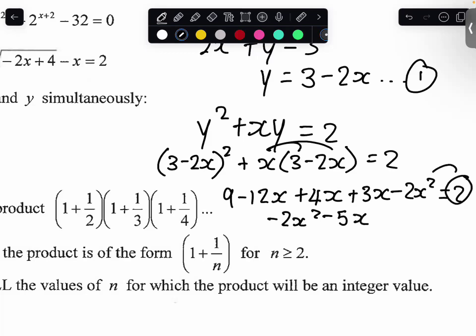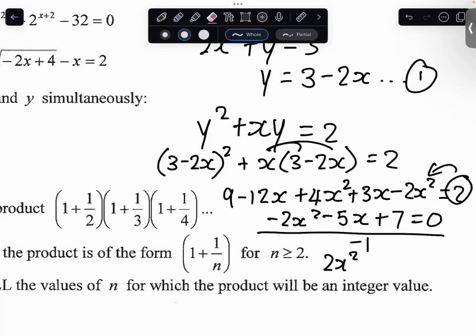And bring this 2 over. It's 9 minus 2, which gives me 7. So this is a plus 7 is equal to 0. I'm going to divide right through by negative 1 because I always like my x squared to be positive. So it gives me 2x squared. Hold on. This is a square, sorry. That was a square, 9 minus 12x plus that. That gives me that. Yeah, sorry.